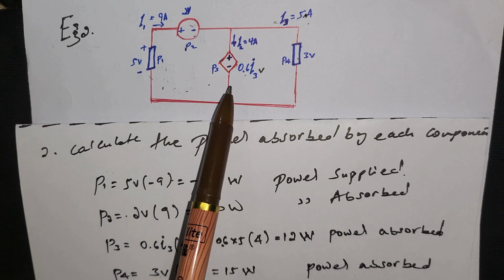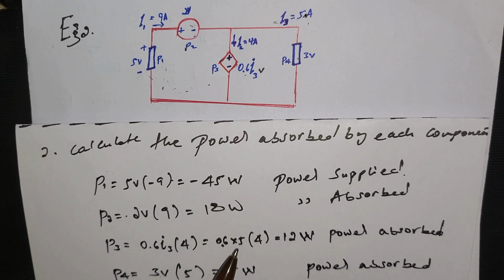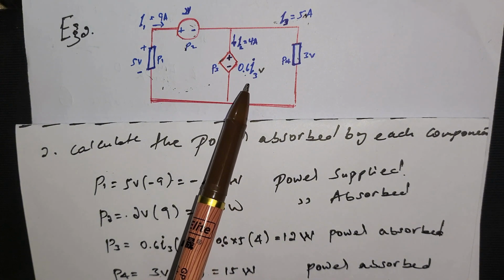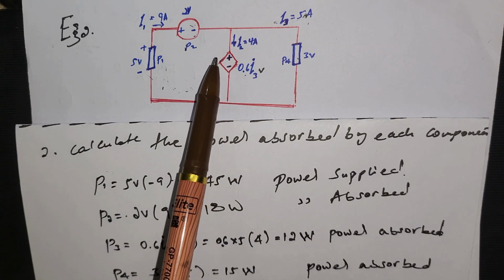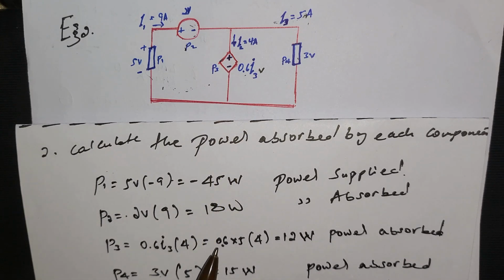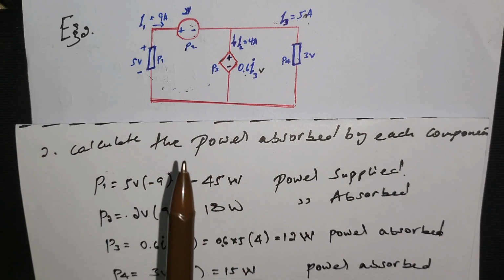So 0.6 times 5. The amount of the voltage is 0.6 times 5, which is 3 volt. The amount of current is 4 ampere entering into the positive terminal. The current will be positive. So 4 times 3, which will be 12 watt power is absorbed. In this one, power is positive.